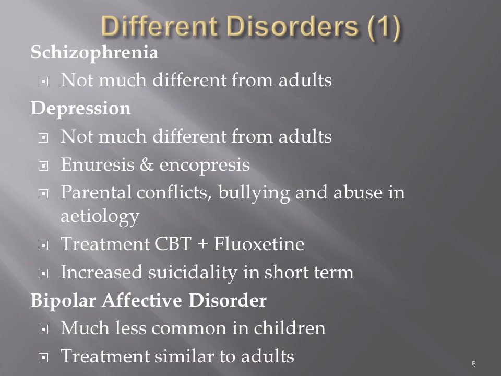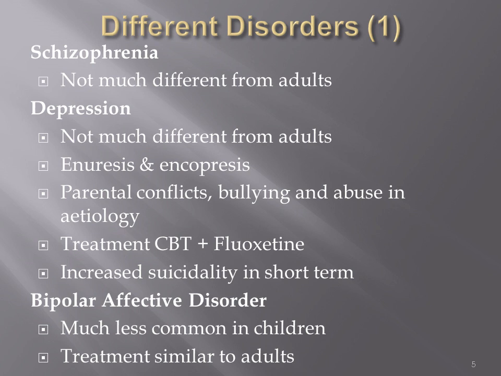Now, the different disorders of adult type which have their origin in childhood. Number one is schizophrenia. So it's not much different from adults. Then comes depression. Depression is not much different from adults as well. However, in childhood depression, enuresis and encopresis can occur, meaning that they can wet their beds at night. Parental conflicts and bullying and emotional, physical, and sexual abuse can be there in the etiology of depression. And the treatment is cognitive behavioral therapy and SSRIs, especially fluoxetine.